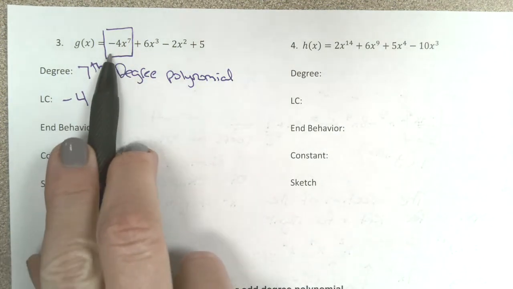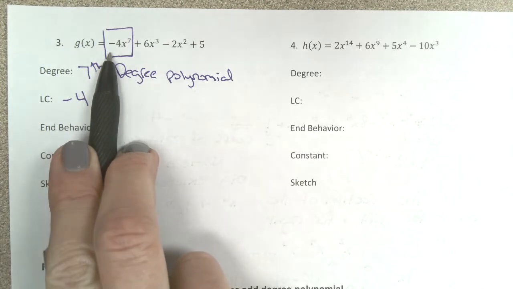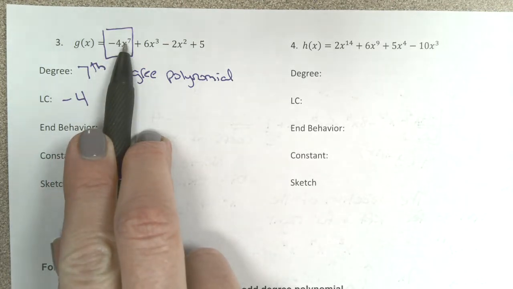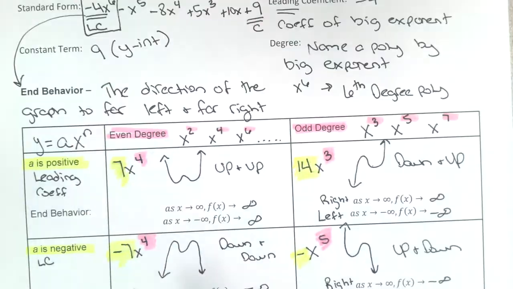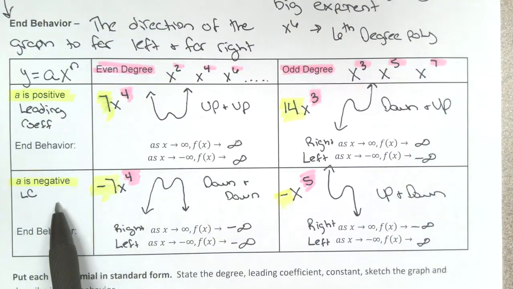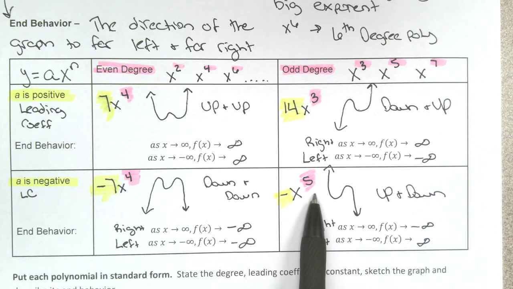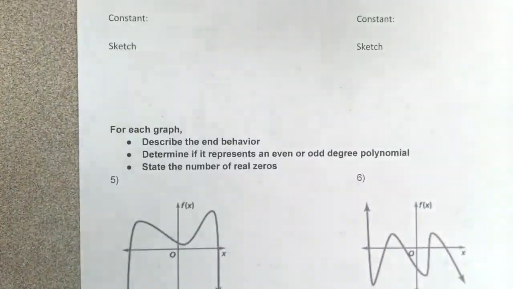All right, so I have a negative paired with an odd. Can you remember what it looks like? Let's see, a negative paired with an odd. This is going to go up and down.